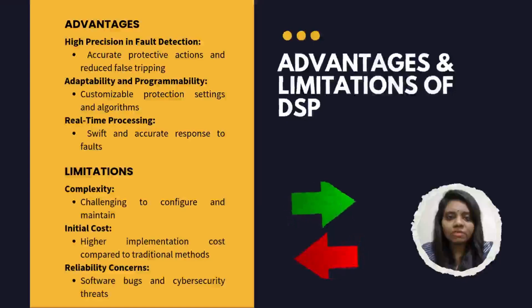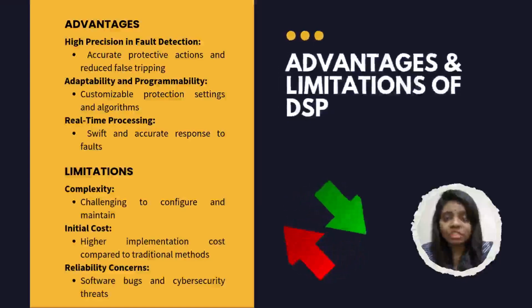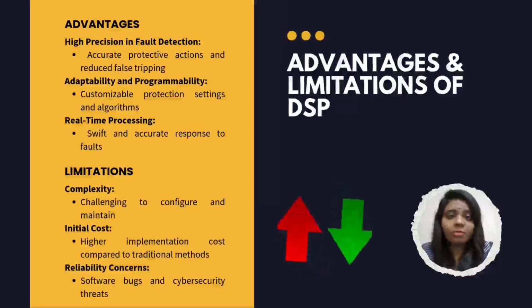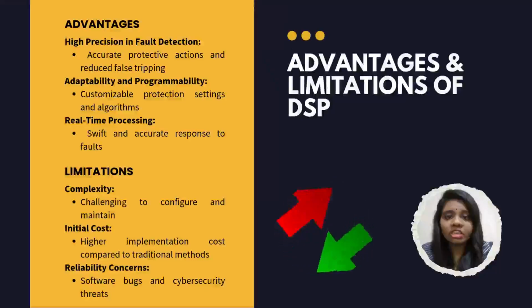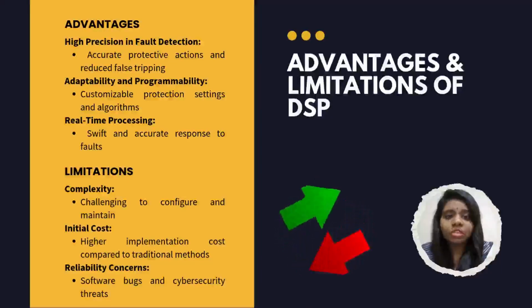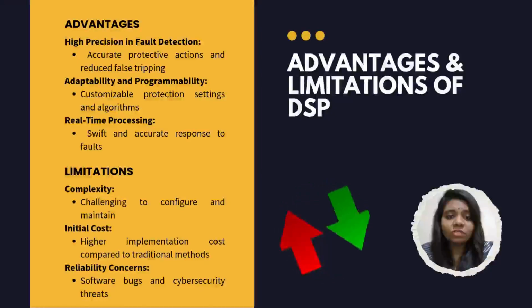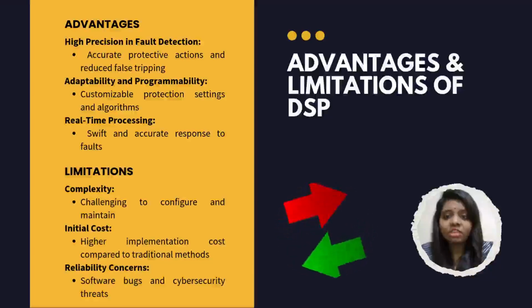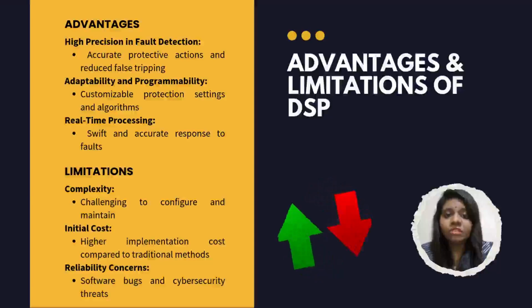Digital signal processing, DSP, technology offers several advantages in power system protection. It ensures high precision in fault detection, resulting in accurate protective action and reduced fault tripping. DSP systems are adaptable and programmable, allowing for customized protection settings and algorithms. They provide real-time processing capability, ensuring accurate fault response. DSP technology also facilitates data analysis, extracting key features for fault detection and classification and improving overall system effectiveness through integration with the modern system.